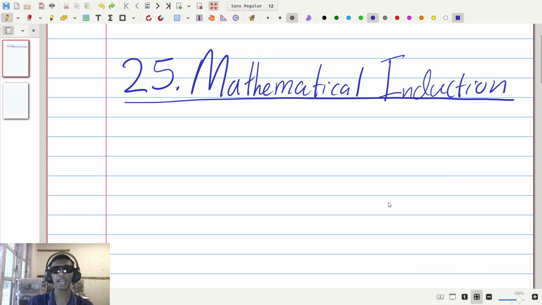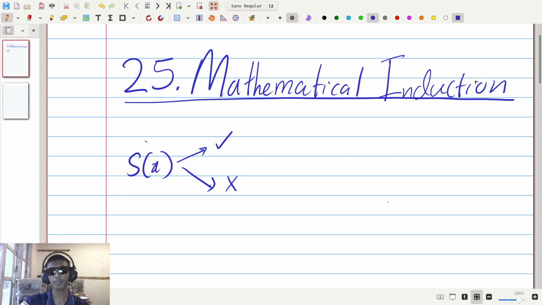Mathematical induction has to do with statements. Consider a statement S evaluated at a certain value x. What I mean by this is that x is an input into a statement S which could make statement S either true or false. Statement S could be something like x greater than 0, in which case x equals 1 will give a true statement. X equals negative 1 will give a false statement. X equals 0 will also give a false statement since 0 is not greater than 0.